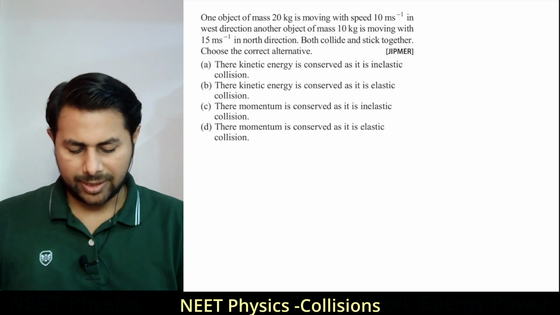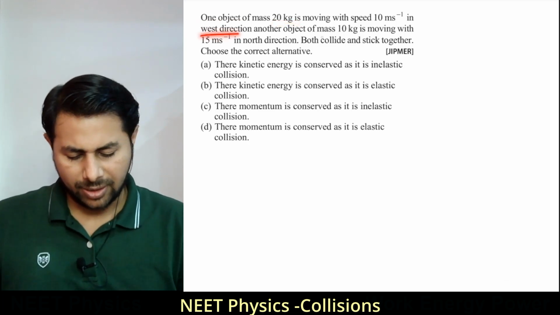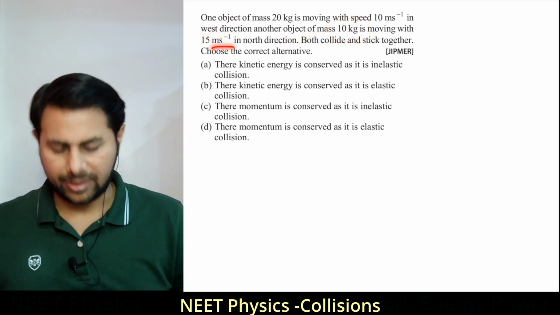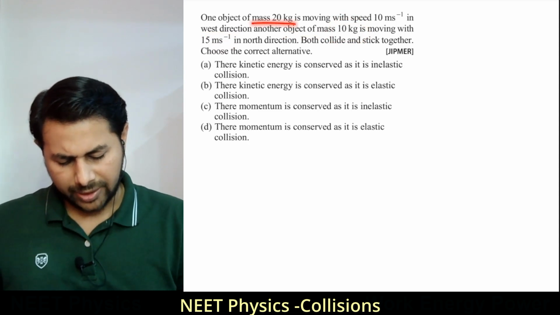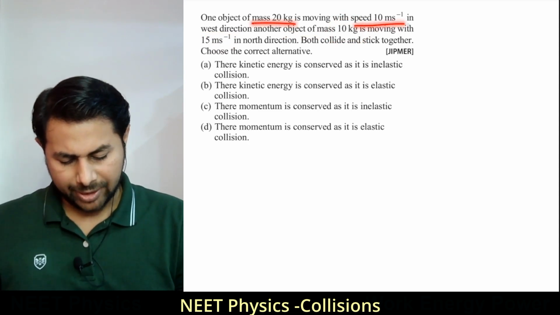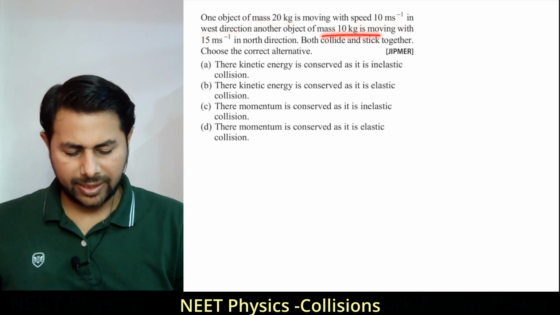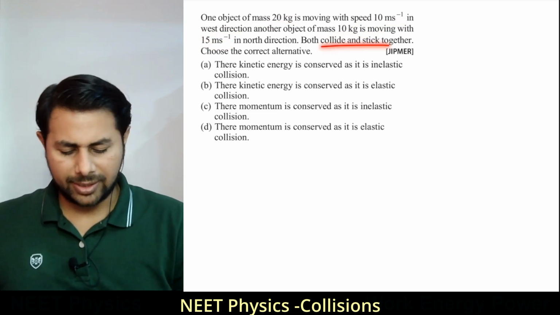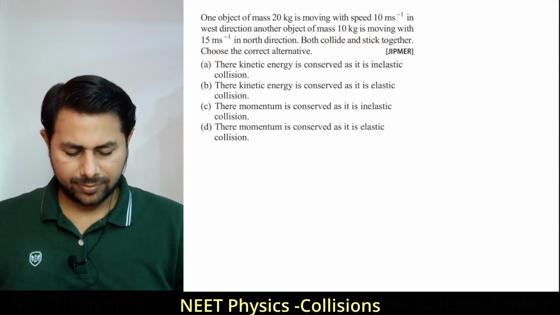One object of mass 20 kg is moving with speed of 10 meters per second in the west direction, and another object of mass 10 kg is moving with 15 meters per second in the north direction. Both collide and stick together. Choose the correct alternative. Now you tell me.